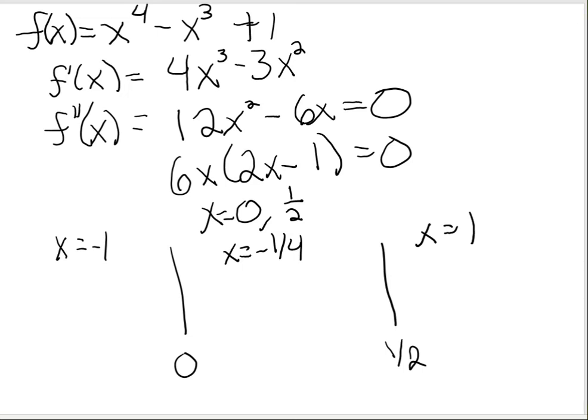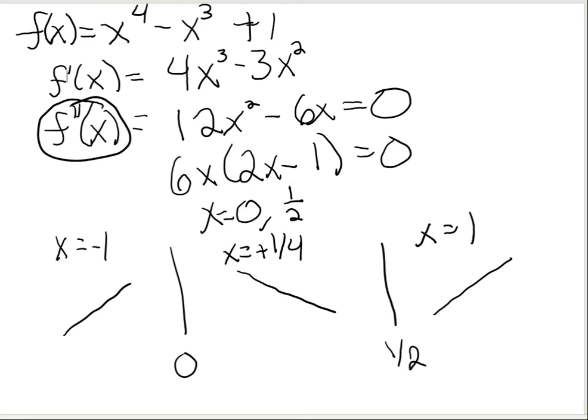Okay, so -1, we're plugging it into the second derivative. And what do we get? Well, we'll get 12 plus 6, which is going to be positive. At x equals 1, you get 12 minus 6, which is still positive. But if you plug in, sorry, that's a positive 1/4. If you plug in 1/4, you will get a negative number.